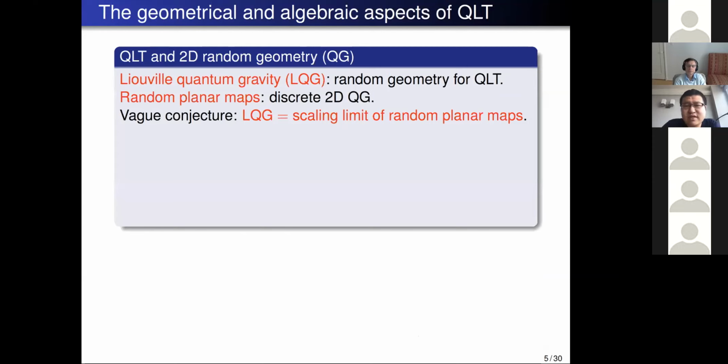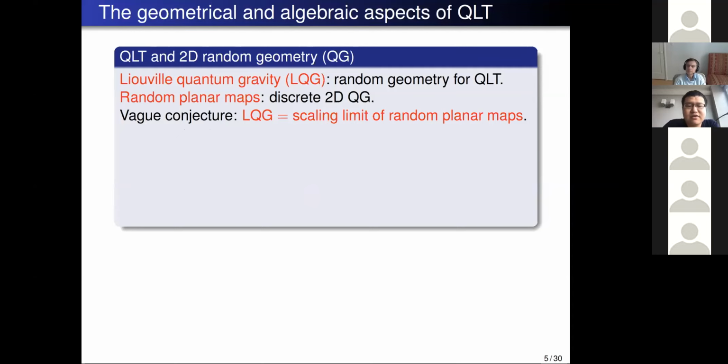So after the introduction of quantum Liouville theory, there are mainly two research directions in theoretical physics about the theory. The first one is naturally the relation between quantum Liouville theory and 2D random geometry. Here, Liouville quantum gravity is just the random geometry induced by the quantum Liouville theory. And the random planar map is a very natural discretization of 2D quantum gravity. Then having these notions, tautologically, we have this vague conjecture that Liouville quantum gravity should be the scaling limit of random planar maps.